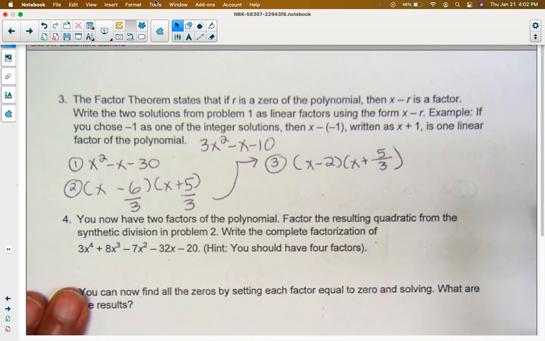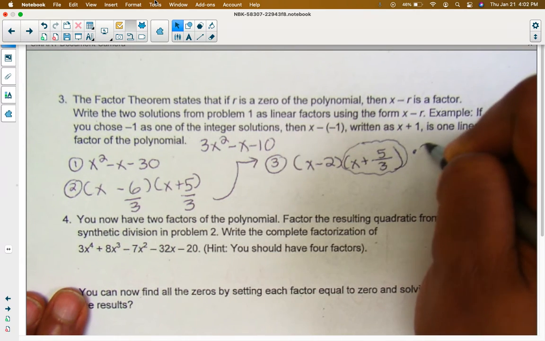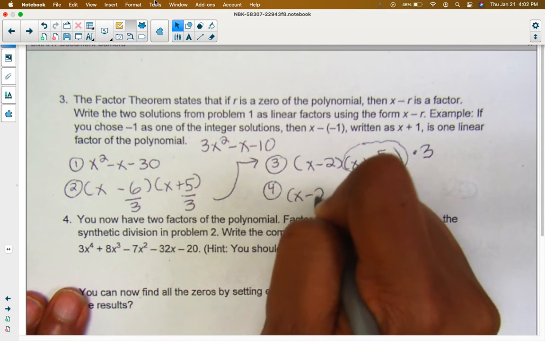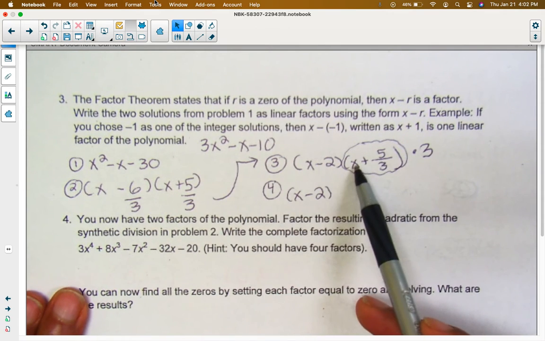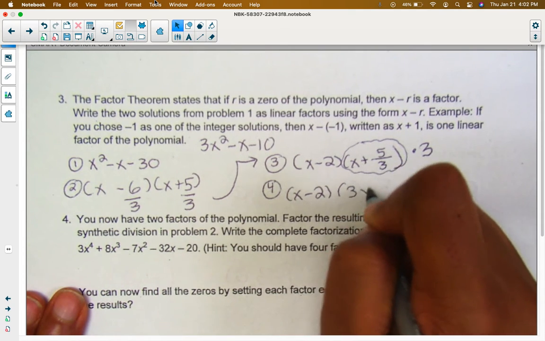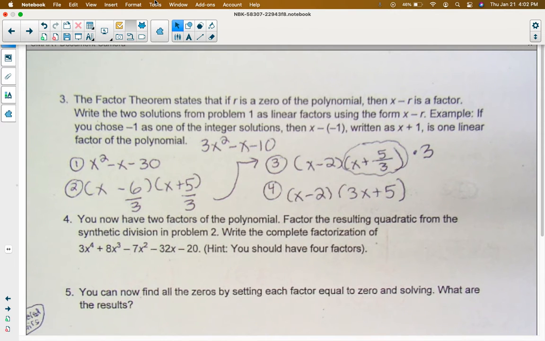And the last step, you cannot have a fraction in factored form. So I need to multiply just this part by 3. So this gives me x minus 2. 3 times x is 3x. 3 times 5/3 is 5. So now I have my 2 factors. So that is what number 3 told us to do.